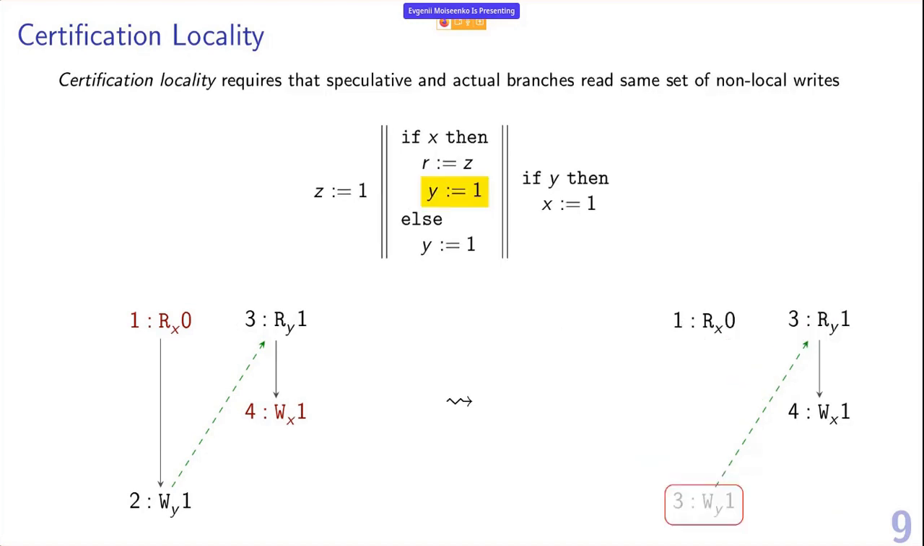So for example, if we change the program as shown on the slide, then it would become possible to certify this promise because now this read in the middle reads from a local write that was also available to the speculative branch.